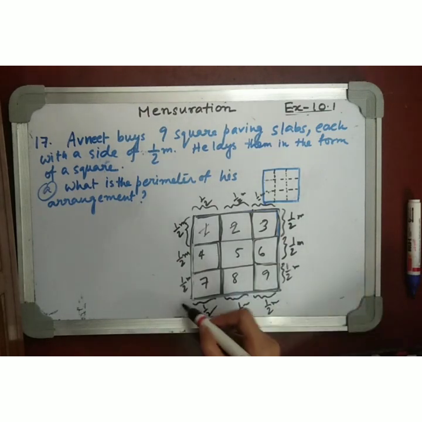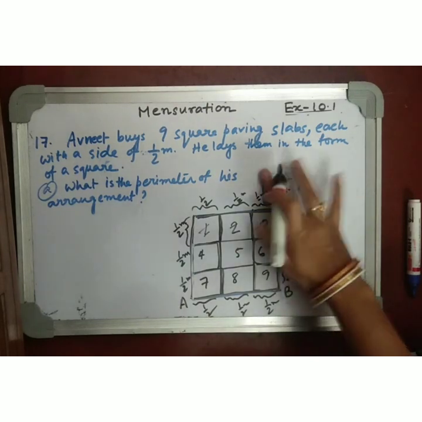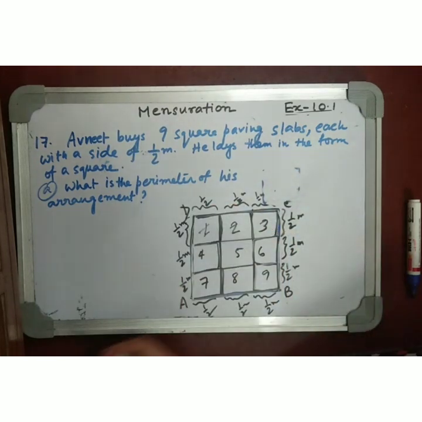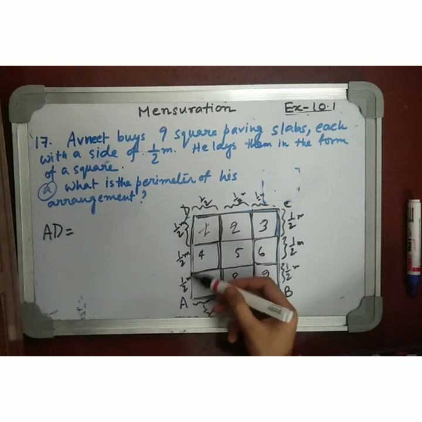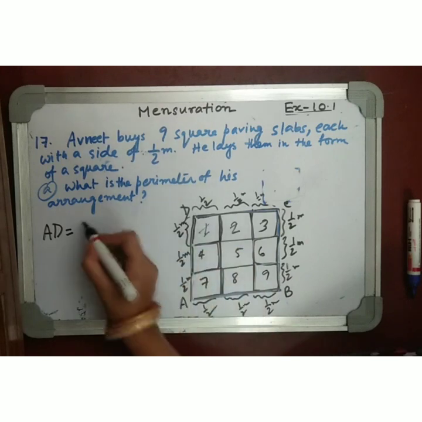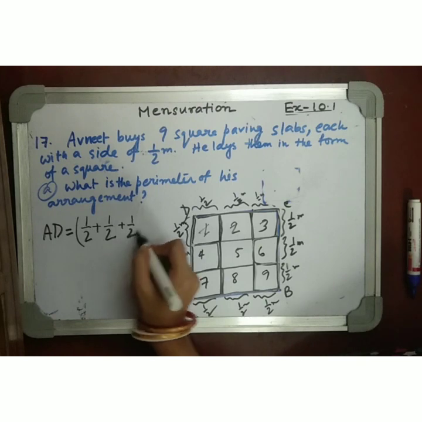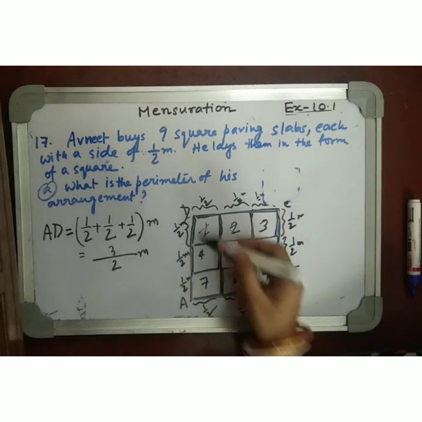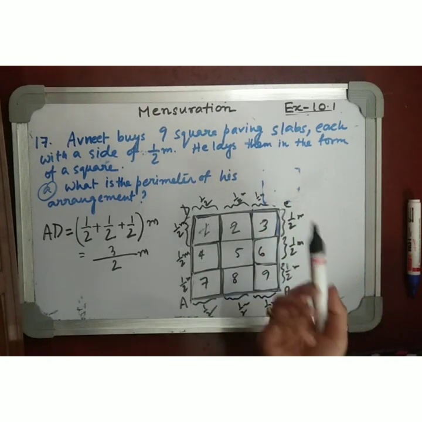So, we will write here, first just give it a name A, B, C, D. Okay, so let's find the side AB. Half meter and half meter, so let's add these. Three by 2 meter. If AD is 3 by 2 meter, in case of AB also it will be 3 by 2 meter.